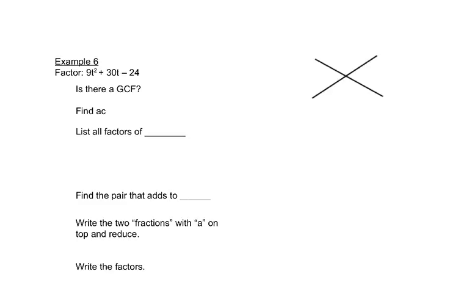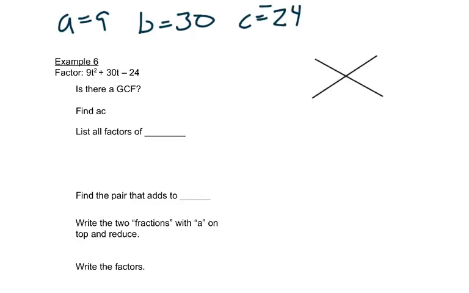Okay, so let's look at this. I have A is 9, B is 30, and C is negative 24. But if I look at all three of those numbers, I can see that they can all be divided by 3. So that's a greatest common factor. So before I do anything, I need to take that 3 out.